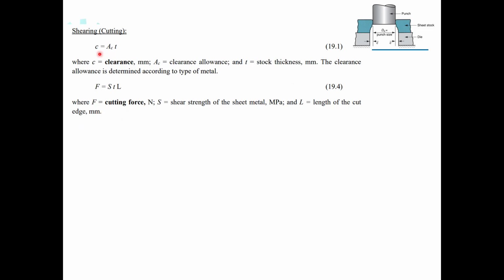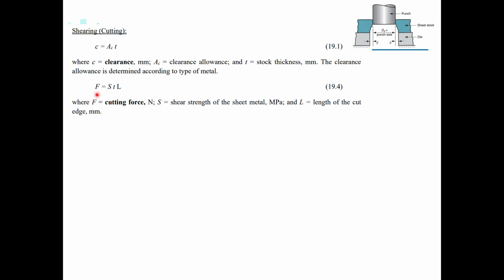In order to do the computation of clearance, we need to know the thickness of the sheet metal, that is T, and clearance allowance AC. The value of clearance allowance depends on the quality of the workpiece material, and there is a table that is provided in the lecture notes. When we know the quality of the sheet metal, we can take the value of AC out from the table. We will use this in the problems to see how it can be done.